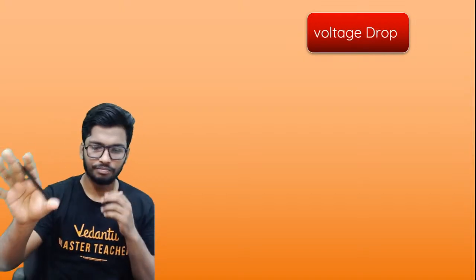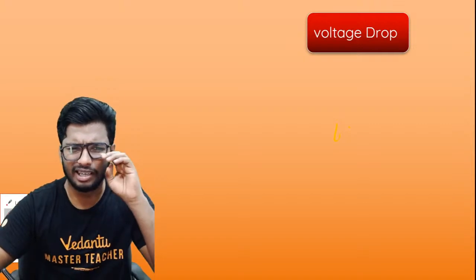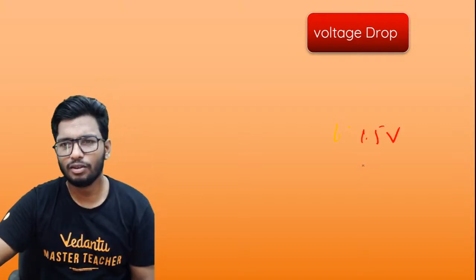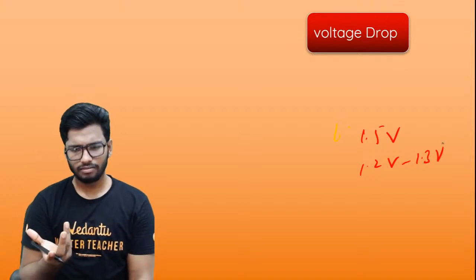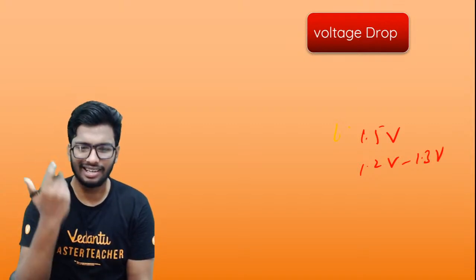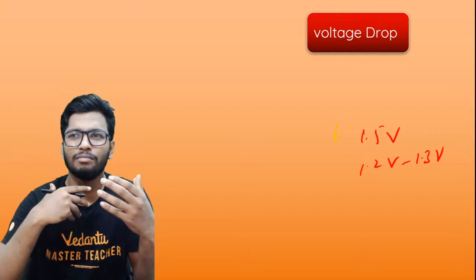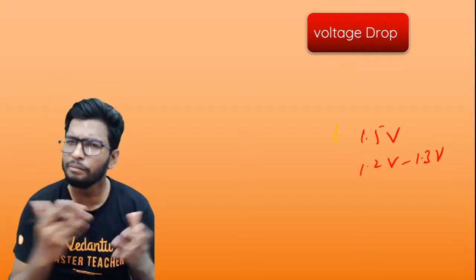Now, here's the thing, guys. It's very clear that if I connect a 1.5 volt cell, again, let's go back to the same exact example, I'm going to get 1.2 or 1.3 volt. So clearly, there is a small difference. There is some loss happening, or there is some internal resistance, maybe the material because of the resistance or something of that sort.